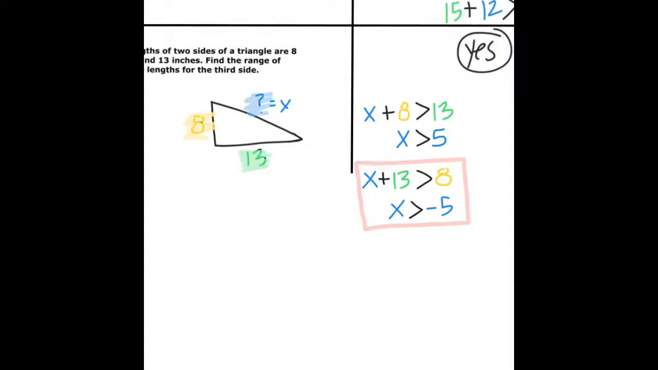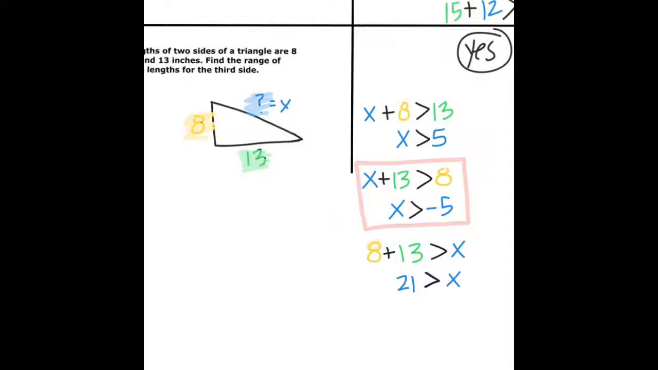Now my third example is going to be adding up my yellow and my green. My yellow 8 added to my green 13 has to be greater than that unknown side x. And so if I add those two up, that means that x has to be less than 21, or 21 has to be greater than x. So there's a range of solutions that would work for this.